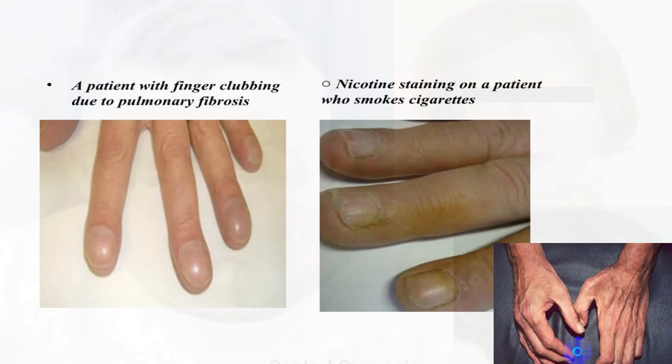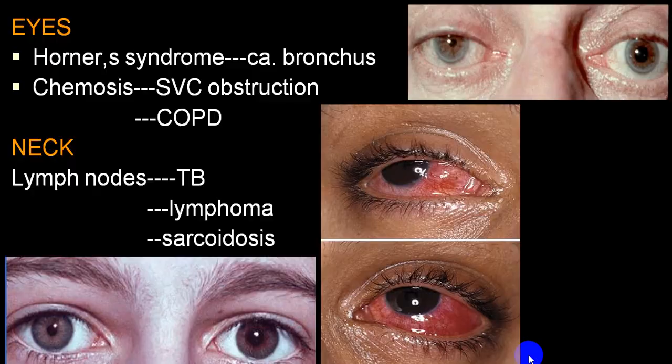This is cyanosis. You can see central cyanosis. Clubbing. This is staining, nicotine stain. This is wasting. Then you can look at the eye. Over the chest, you can look at the dilated veins. You can look for lymph nodes which are very characteristic of tuberculosis, malignancy, lymphoma, sarcoidosis, etc.